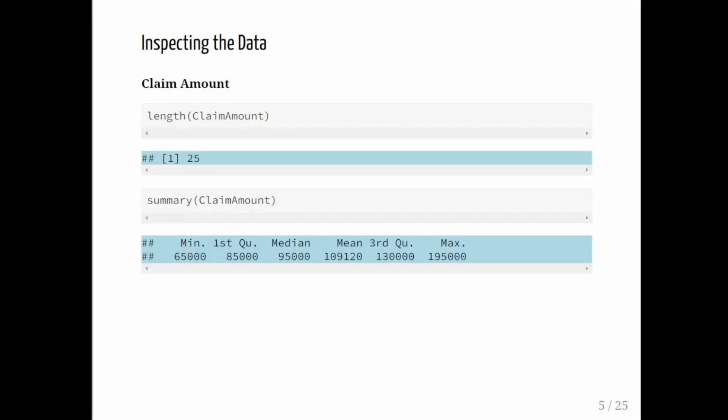So there are two vectors. It's not a data frame, it's two distinct vectors, two distinct objects. Claim amount, length of claim amount, 25 items, 25 elements in that data set. Quick summary there. Have a look at the maximum and minimum value. Nothing really stands out there. Likewise, we're going to do the same for education years. 25 education years, which is 25 people, so to speak. And that is the range of values there from 9.1 to 15.